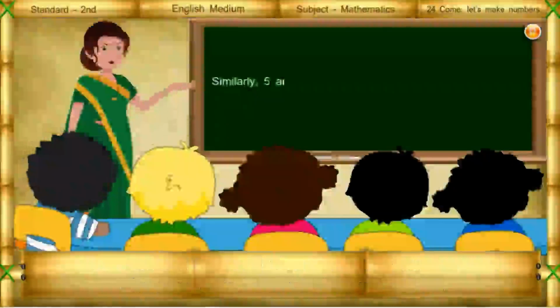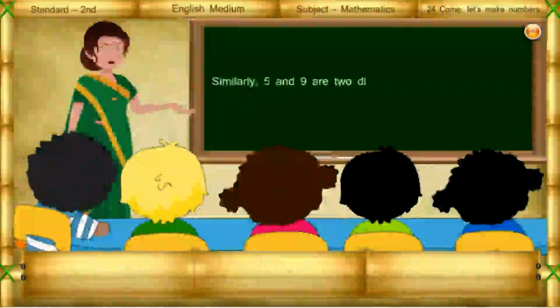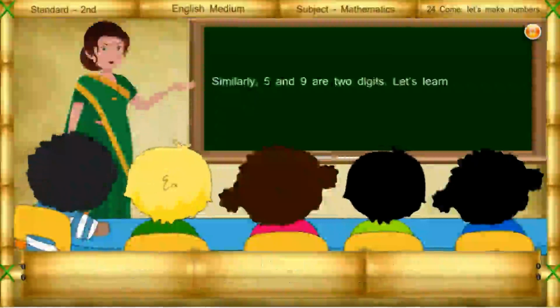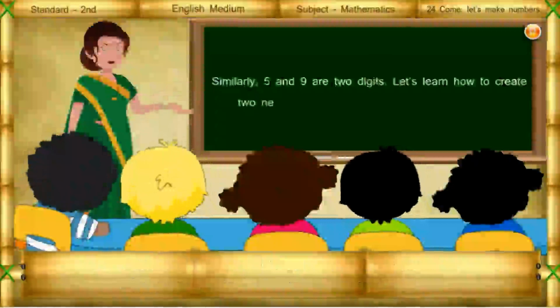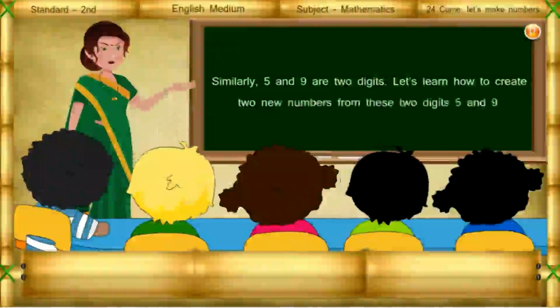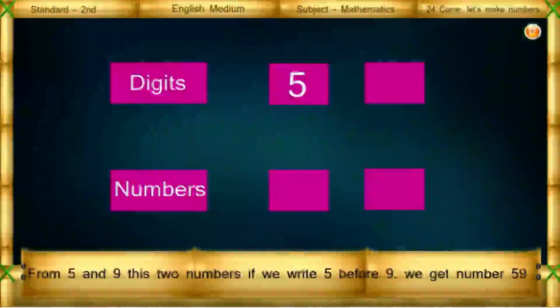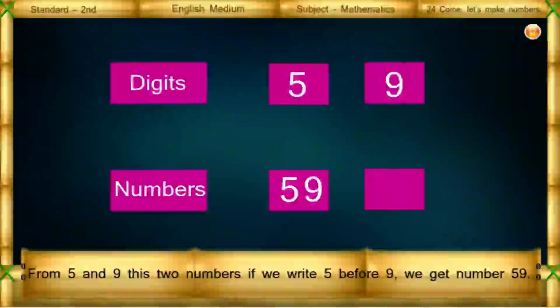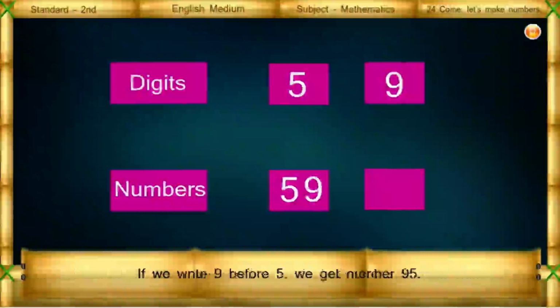Similarly, 5 and 9 are two digits. Let's learn how to create two numbers from these two digits, 5 and 9. If we write 5 before 9, we get 59. If we write 9 before 5, we get 95.